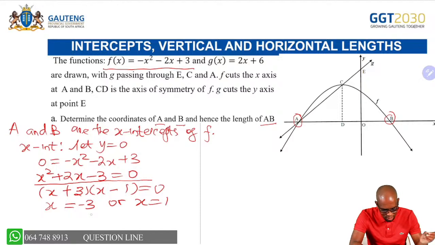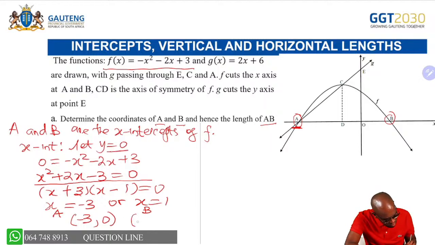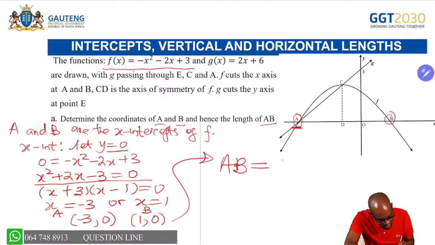Now when you look at the graph, you can see that point A is negative, which means that the negative value is for point A and the positive value is for point B. Now the coordinates of A will then be negative 3 and 0, because you let y be 0. And the coordinates of B would be 1 and 0 there, which means we can then find the horizontal length AB. What would be the length of AB?